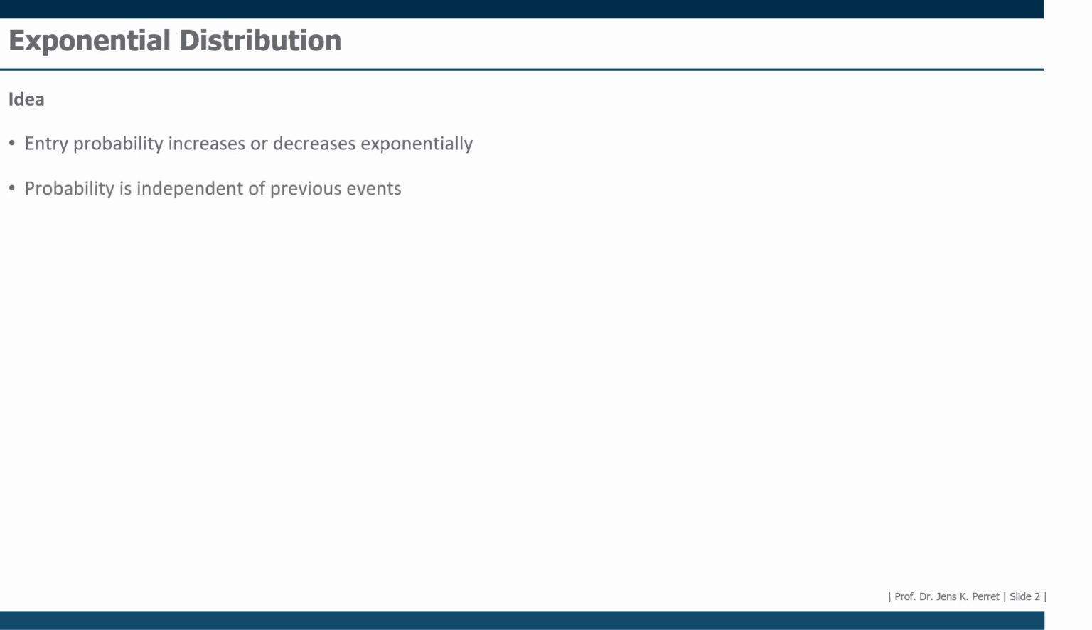Or, and that's also something like a nickname for the exponential distribution, it's called the distribution without memory. So the probability of an event happening is absolutely independent of how often or when an event has happened before. So the past does not matter for the present.